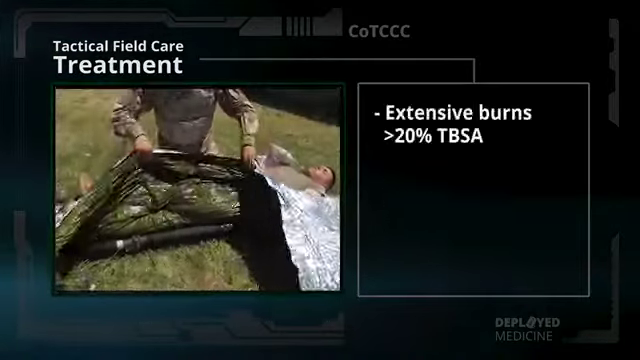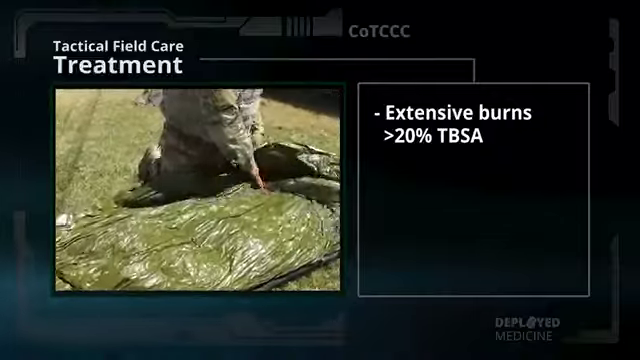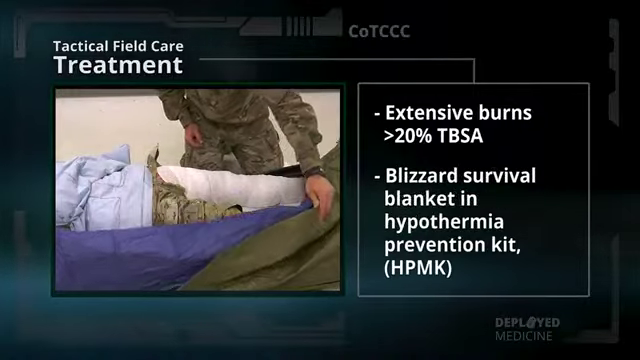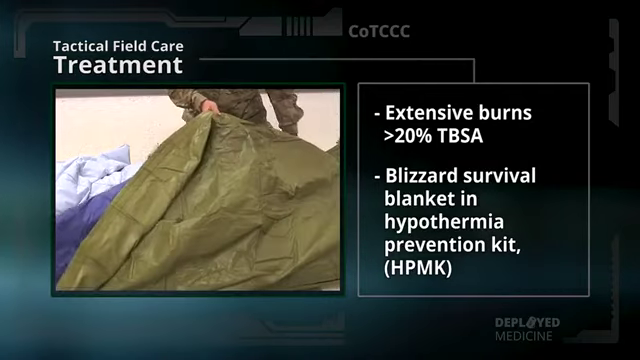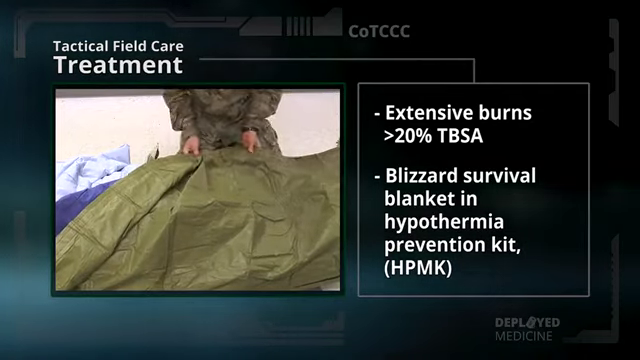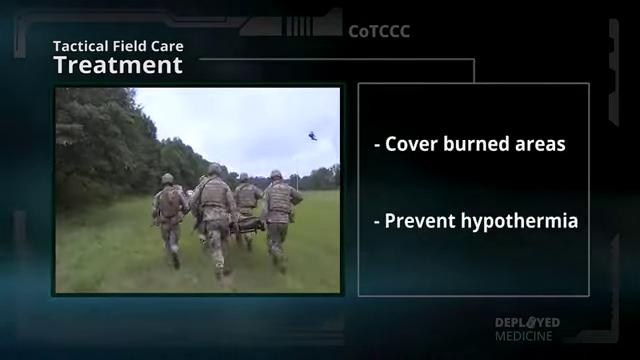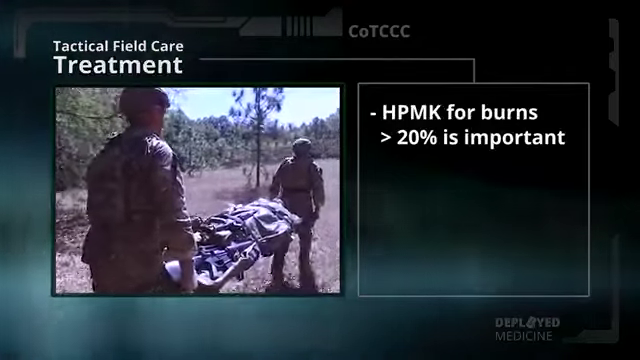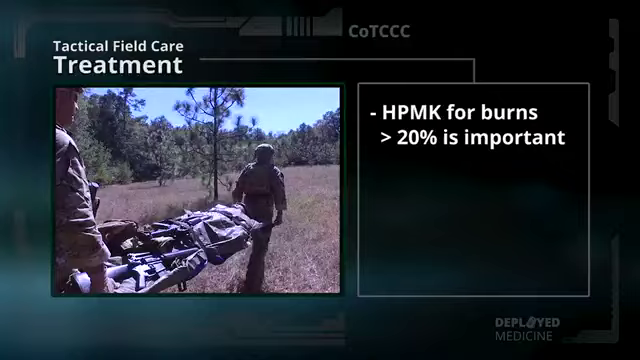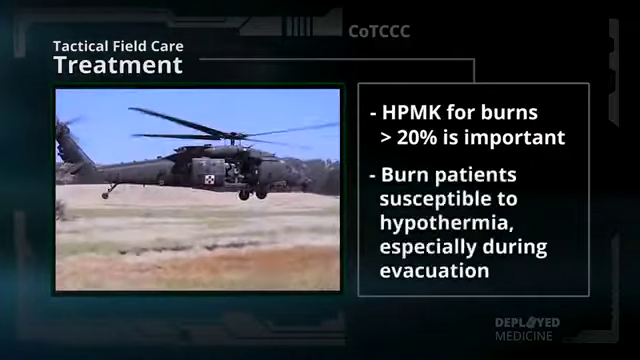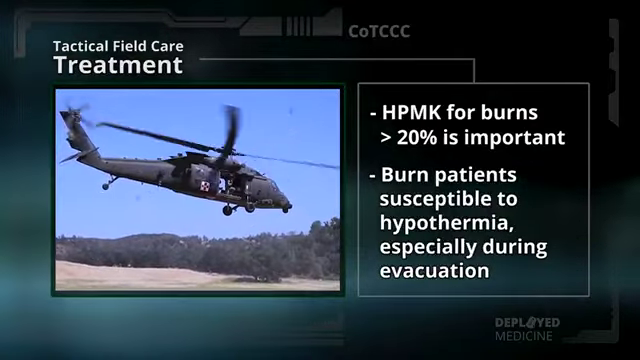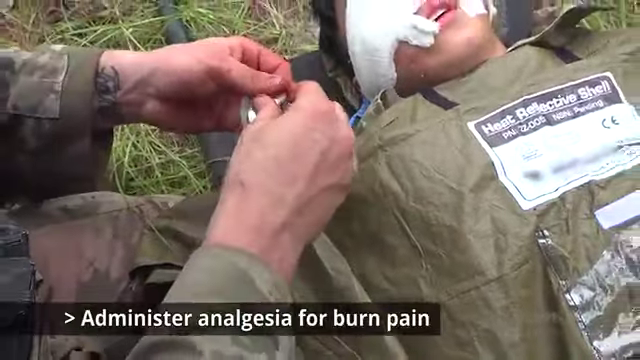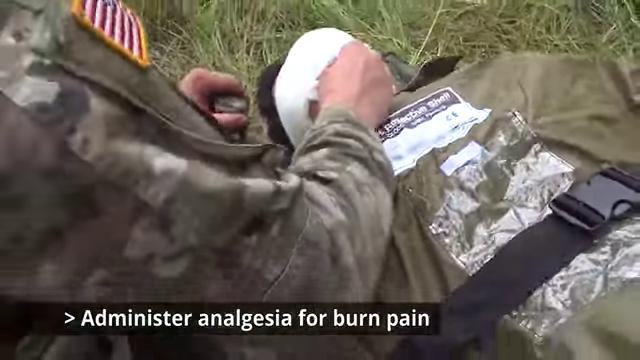For extensive burns, greater than 20% TBSA, place the casualty in the heat-reflective shell or the blizzard survival blanket in the hypothermia prevention kit, the HPMK, in order to both cover the burned areas and prevent hypothermia. Using the HPMK for burns greater than 20% is important, as burn patients may be very susceptible to hypothermia, especially during evacuation. Administer analgesia for burn pain in accordance with TC3 guidelines.